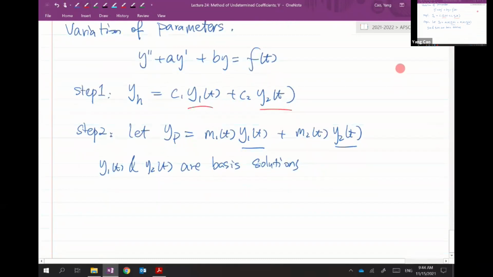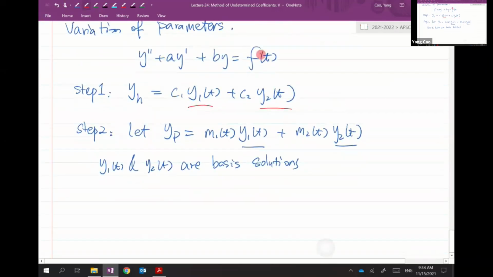So this is actually where the name variation of parameters comes from. You multiply y1 with m1, you multiply y2 with m2, in hoping that if you somehow change the functions m1 and m2, you're able to find a particular solution, yp, that satisfies this second order non-homogeneous equation. Right, so that's the logic thinking here. Will that work? Right?